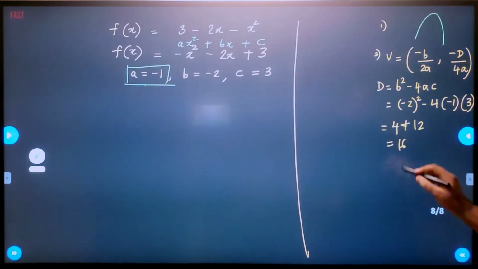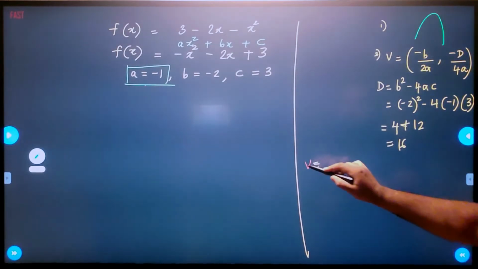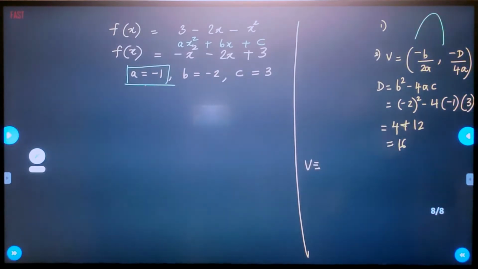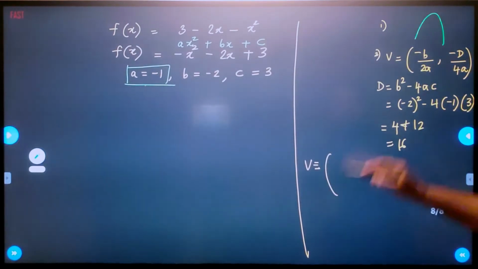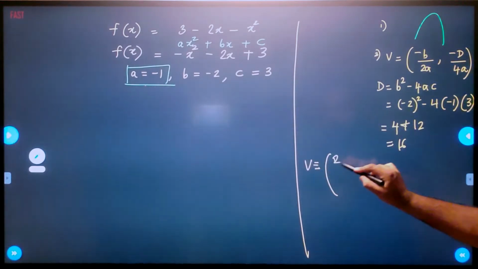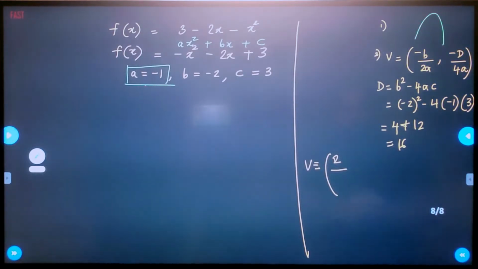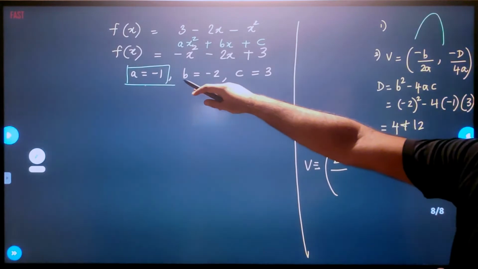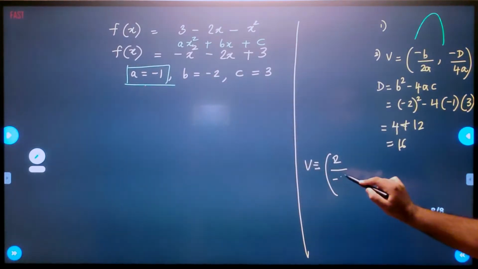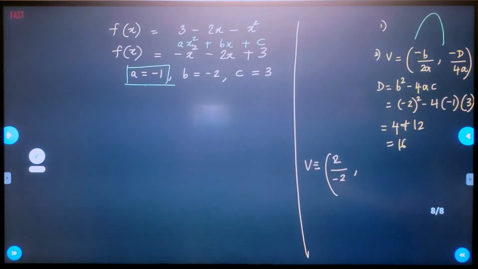So the vertex is going to be, I'll just do that calculation here. So vertex becomes minus b by 2a. What is minus b? Minus into minus 2 is going to give me plus 2. I'm directly doing it. You can do the steps. 2a: 2 into a is going to be 2 into minus 1, which is minus 2. So I got 2 divided by minus 2.